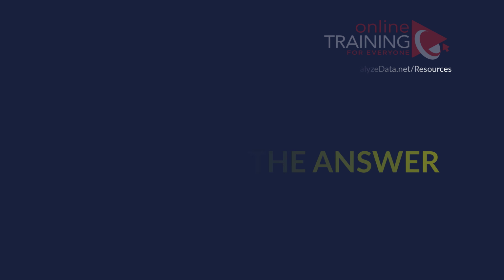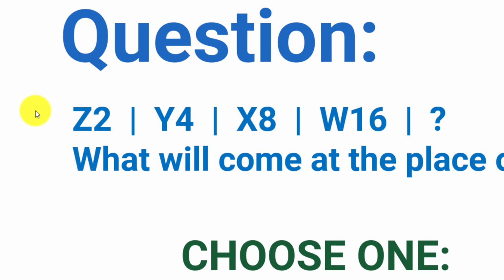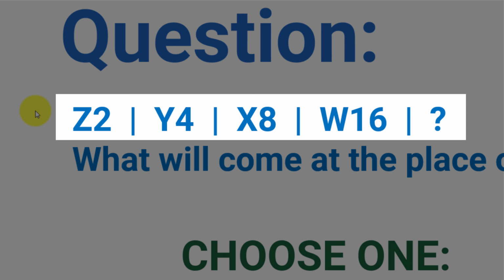To answer this question, you need to try to detect the pattern. There are two patterns presented in this question. The first pattern is the alphabet in reverse order. You have letters Z, Y, X, and W, which are the last letters of the English alphabet. So the letter before W would be the letter that you need to put as the first character in the question mark. That's the first pattern.